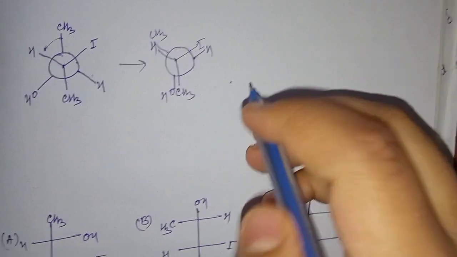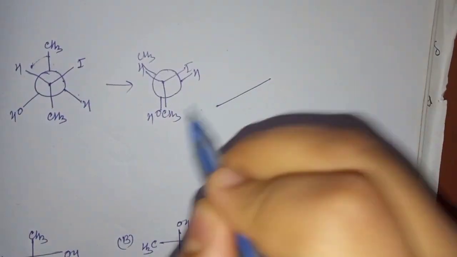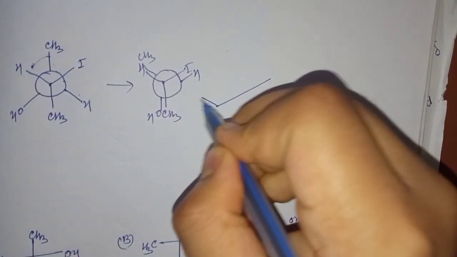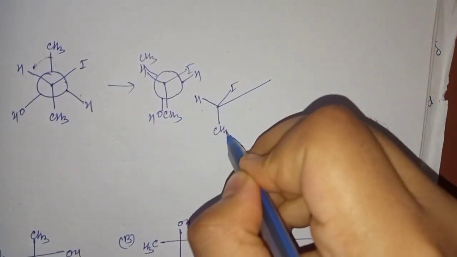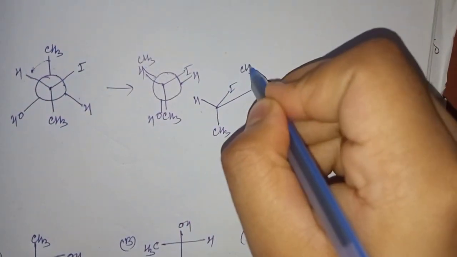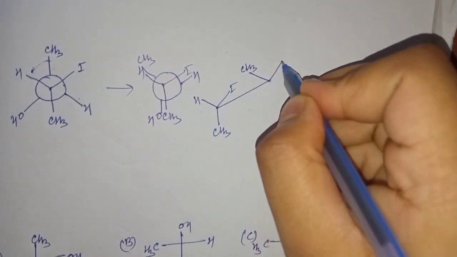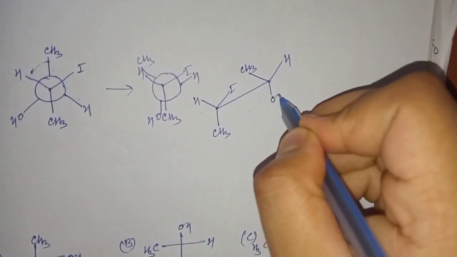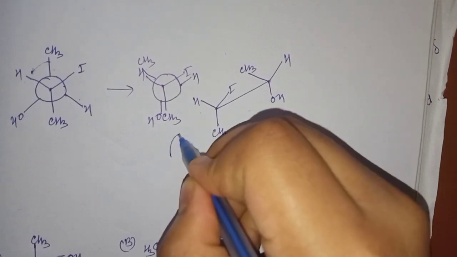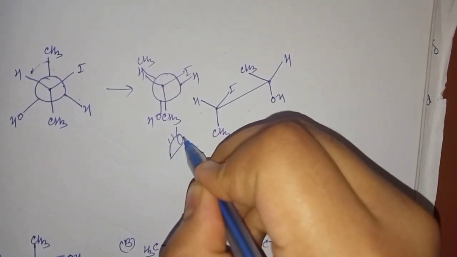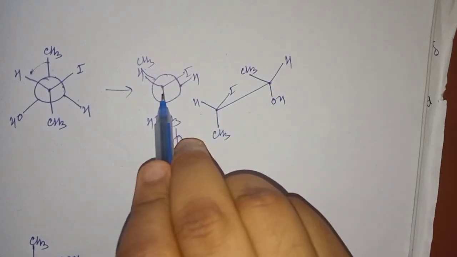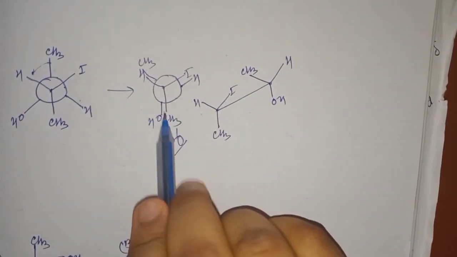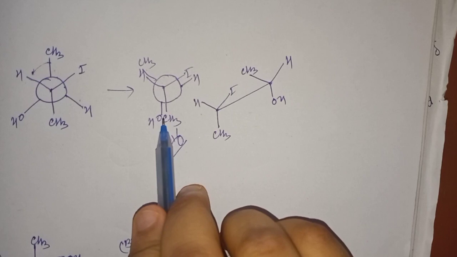Now I will draw its corresponding sawhorse projection formula. It is not that difficult to draw the sawhorse projection formula. It will be something like this. Then CH3, H and OH. You can easily verify that when we look at the sawhorse projection formula from this side, whenever we look at this angle, we get the Newman projection formula. See, this is exactly the same thing that we are getting here.